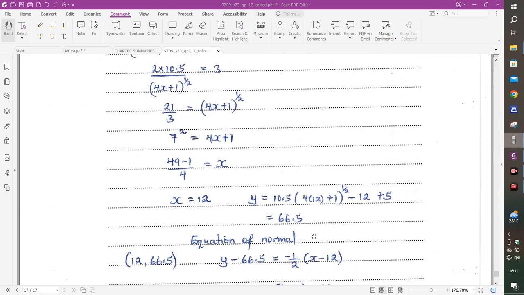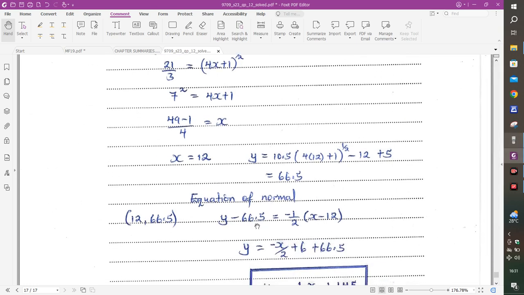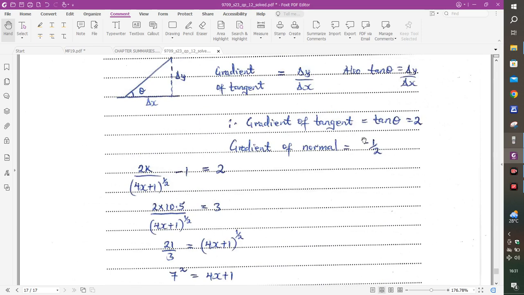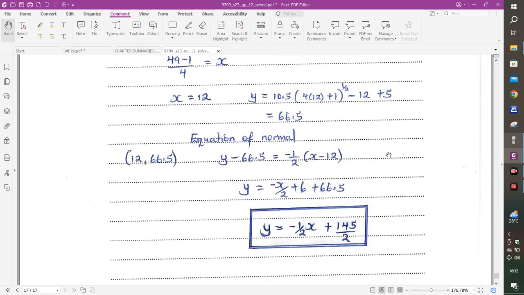So the equation of the normal, remember the equation of a straight line is y minus y1 equal to m into x minus x1. So our x1 is this 12 and y1 is this 66.5. But the gradient of the normal is negative 1 over the gradient of the tangent. The gradient of the tangent was given as 2, so this one would be negative 1 over 2. And then we can bring this one this side. So when you open the brackets, you will have negative x over 2 plus a half of 12, which is 6. So 66.5 plus 6, I think that would be 72.5, which is the same as 145 over 2. And that is the equation of that normal.